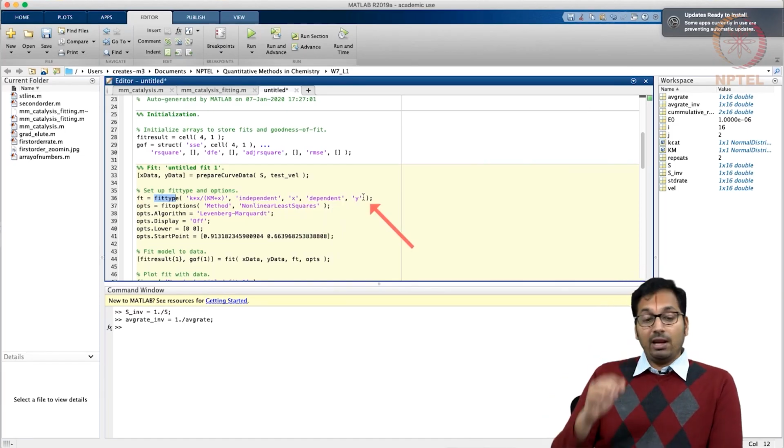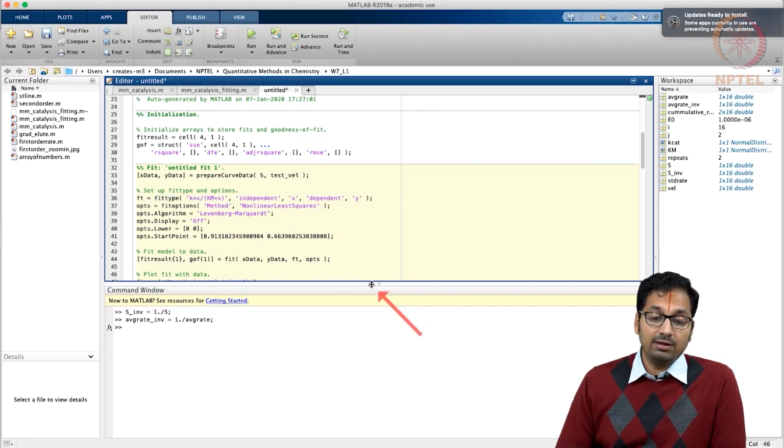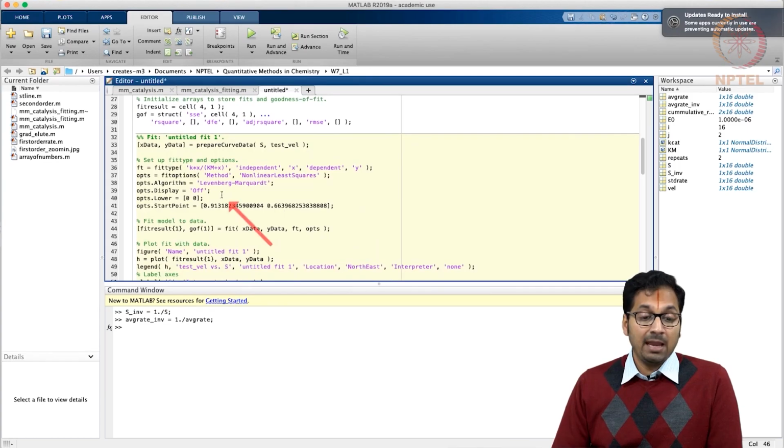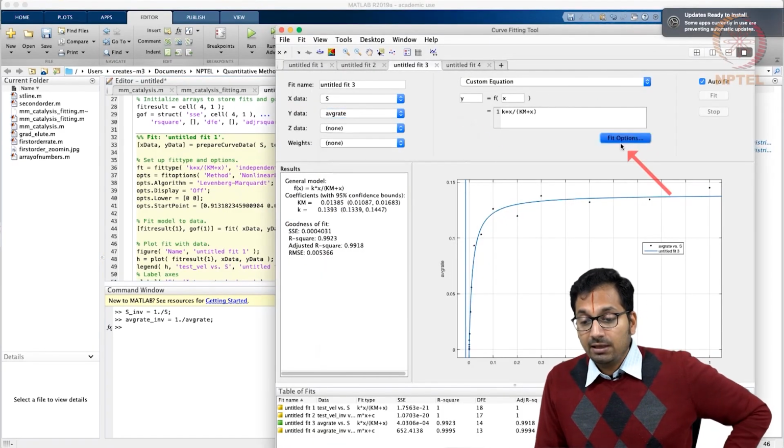This is where I said if you would like to use the independent variable as capital S, you can do the same thing. You can remove the x here and make it capital X, where you determine what this x is. And the algorithm that is used and the fit options that one ends up using can also be mentioned here, and if you realize, all these were present in the fit options here.